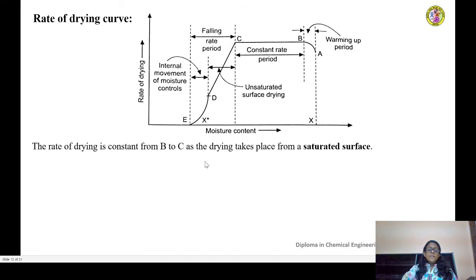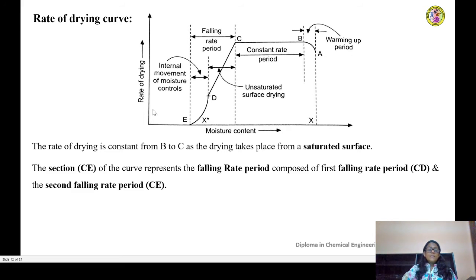The rate of drying is constant from B to C, so that is already understood, as the drying takes place from a saturated surface. Saturated surface means the surface contains moisture, which is uniform throughout the entire surface. So that is called saturated surface. The section CE of the curve represents the falling rate period composed of two periods. One is the first falling rate period, the other one is the second falling rate period.